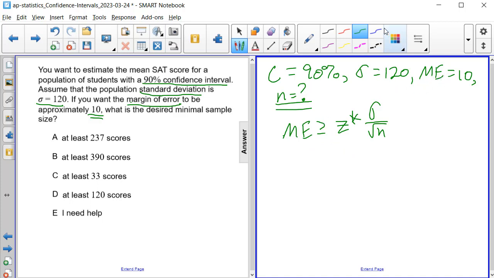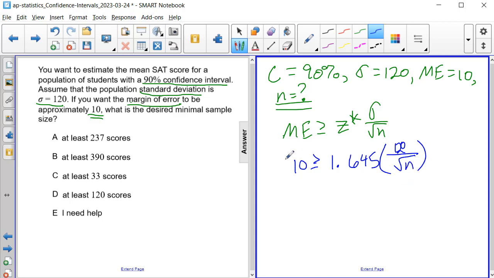So we know our margin of error is 10, so let's substitute that in. 10 must be greater than or equal to our critical value z star. Now, for a 90% confidence interval, that z star value is 1.645. And we know that lowercase sigma is 120 divided by the square root of n.